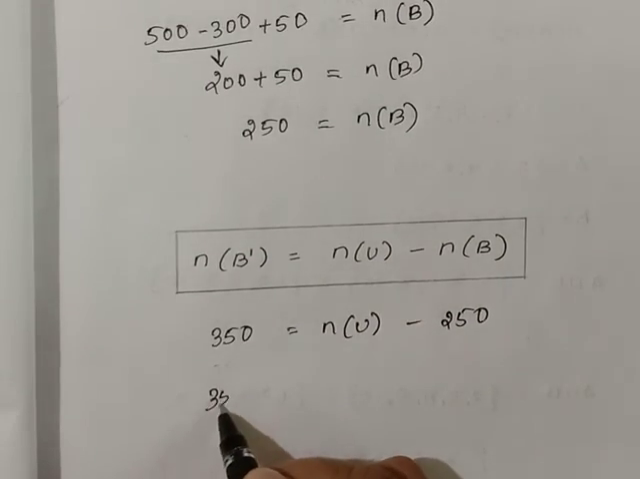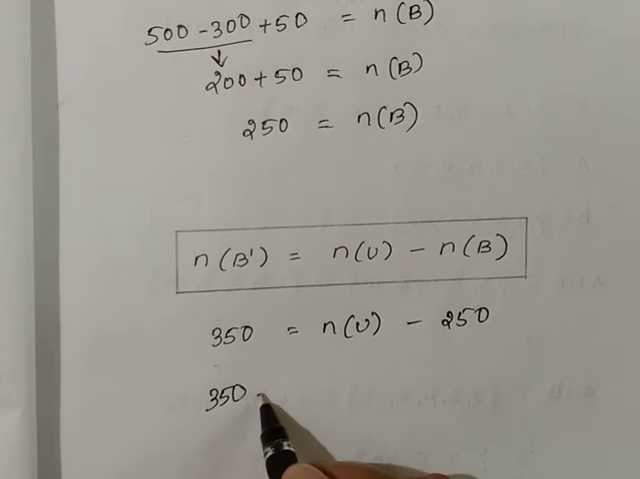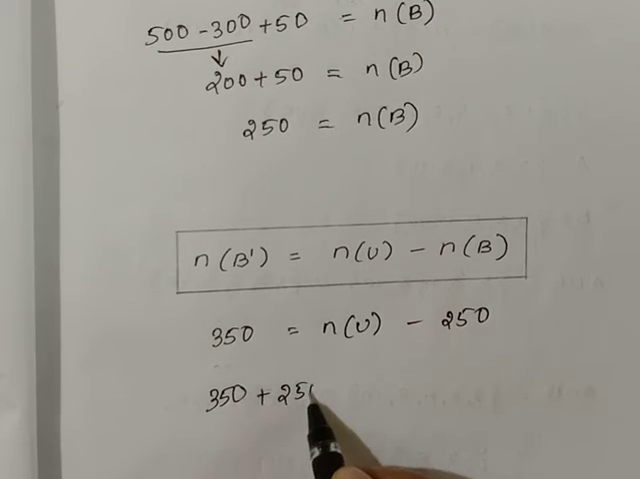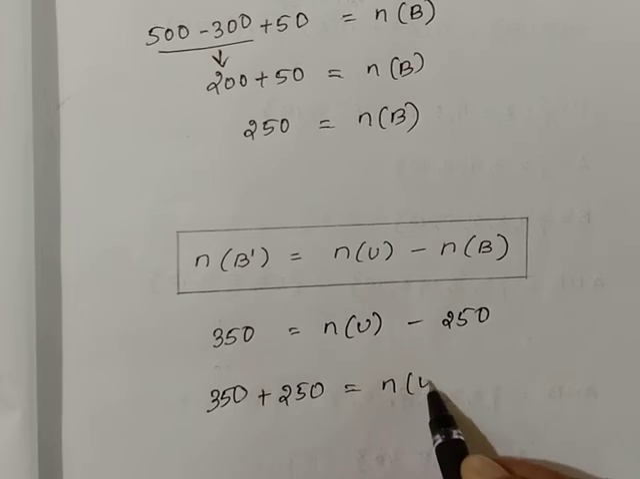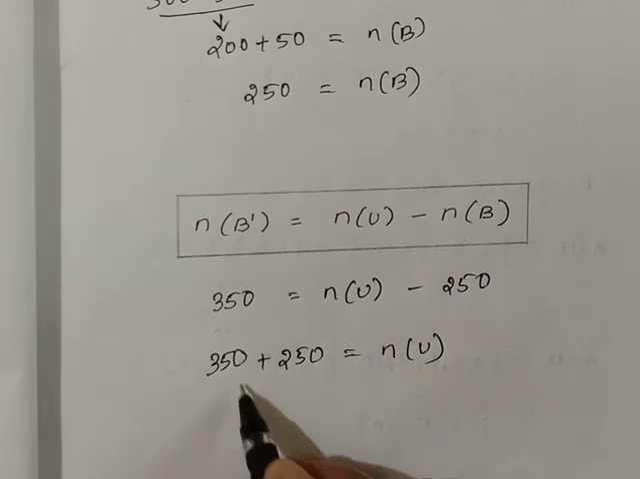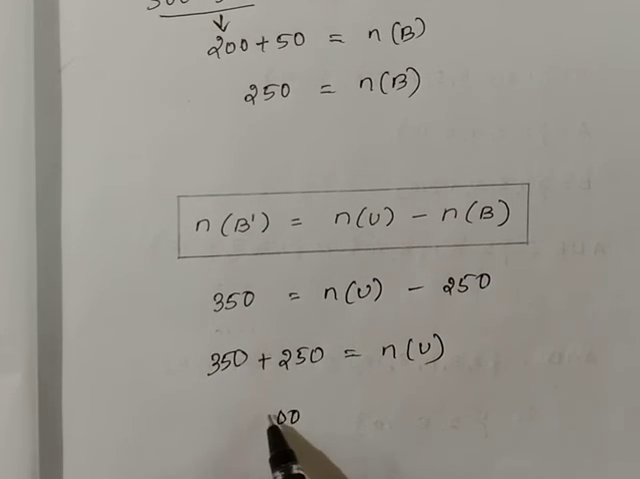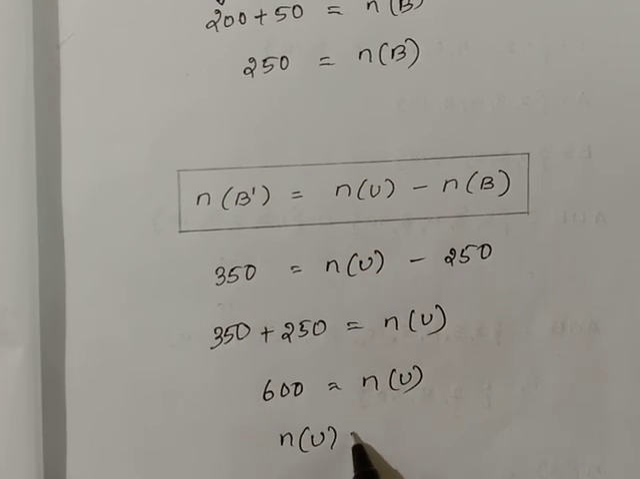So 350 minus 250, when taken to the other side, becomes plus 250 equals n of U. 350 plus 250, 600 equals n of U. Therefore, n of U value is 600.